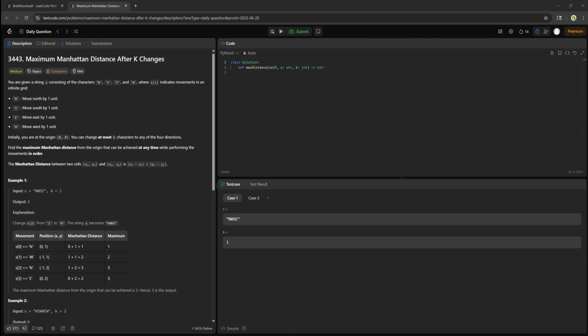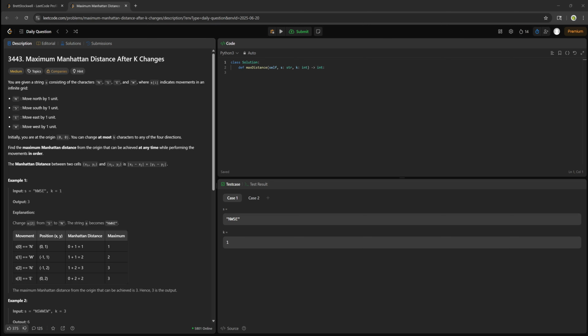Today, we have Leetcode 3443. It's called the maximum Manhattan distance after k changes. We're given a string S consisting of the characters north, south, east, west, where S of I indicates movements in an infinite grid. North, okay, yeah. So just the directions, they move 1 unit in that direction. Initially we're at the origin, we can change at most k characters to any of the 4 directions.